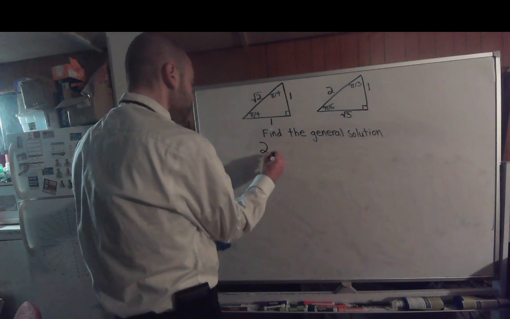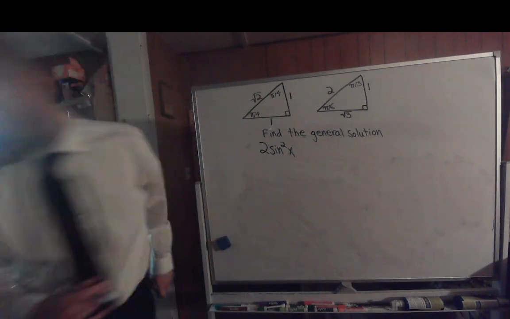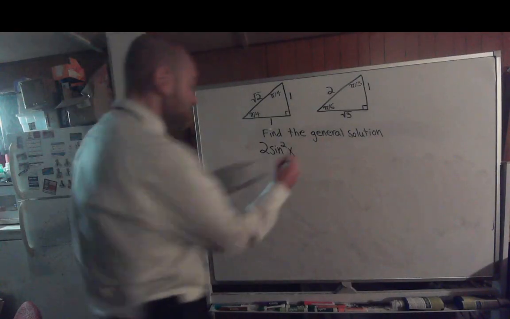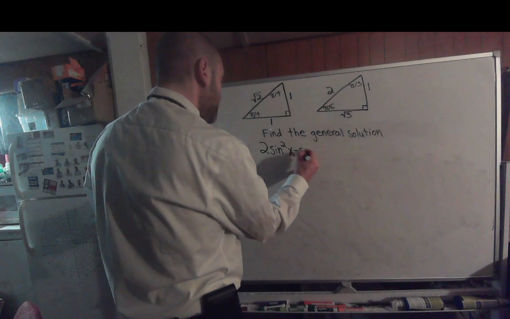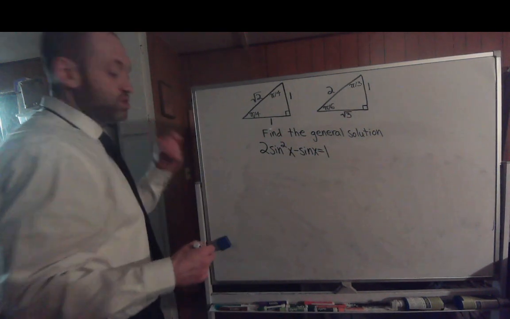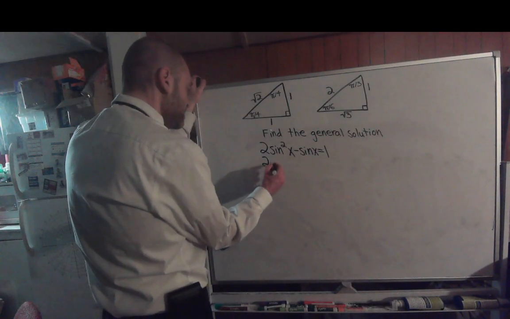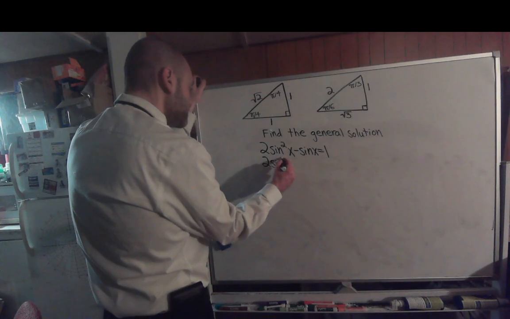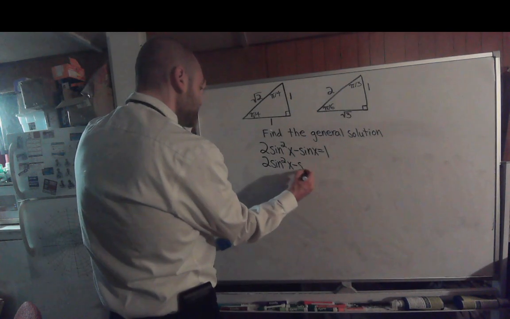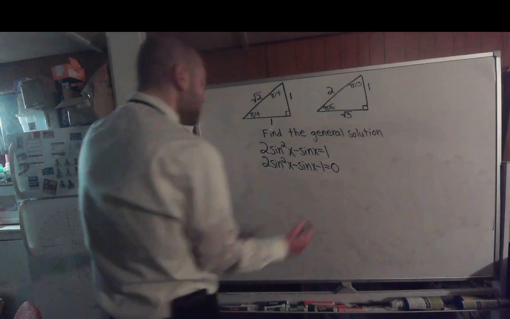All right, 2 sine squared of x minus the sine of x equals 1. So this will turn into a quadratic trig equation. This would become 2 times the sine squared of x minus the sine of x minus 1 equals 0.